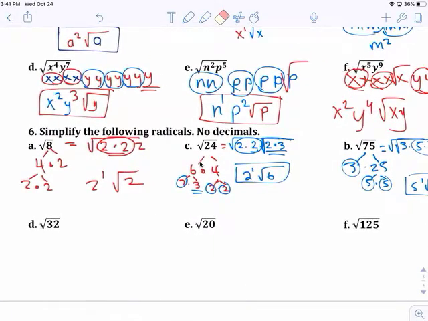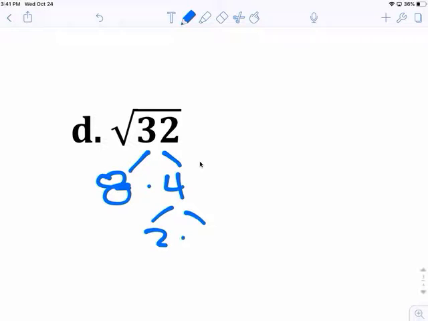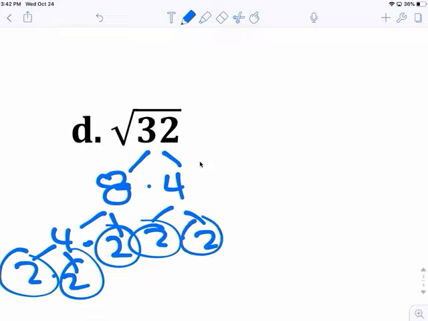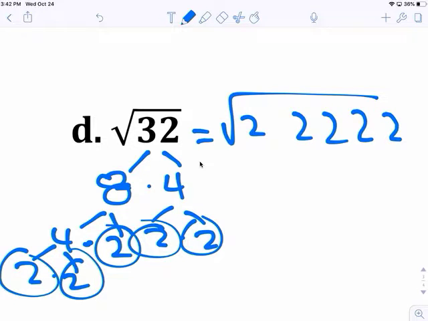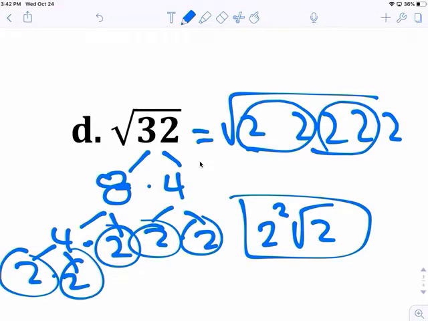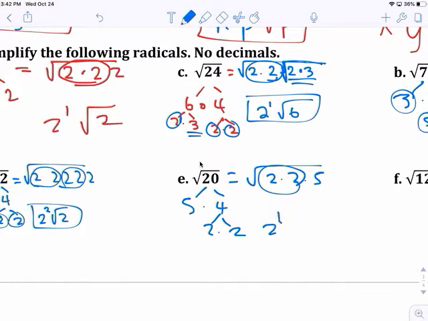Square root of 32, same way. 8 times 4, 2 times 2, 4 times 8, 2, 2 times 2. 2, 2, 2, there's 5 of them. 1 pair, 2 pairs, 2 squared, square root of 2. 4 square root of 2. Square root of 20, 5 times 4. 2 times 2 times 5. 2 to the first, square root of 5.